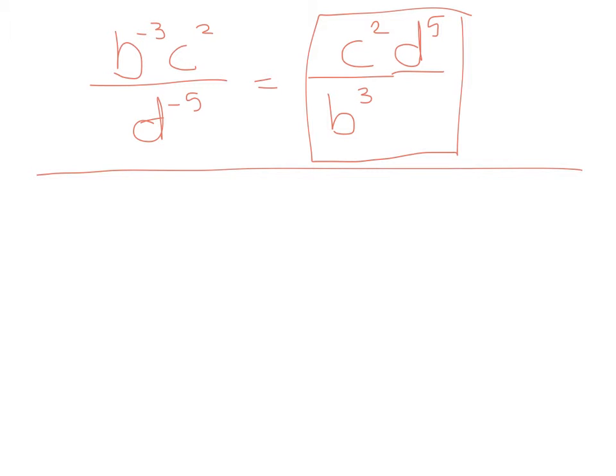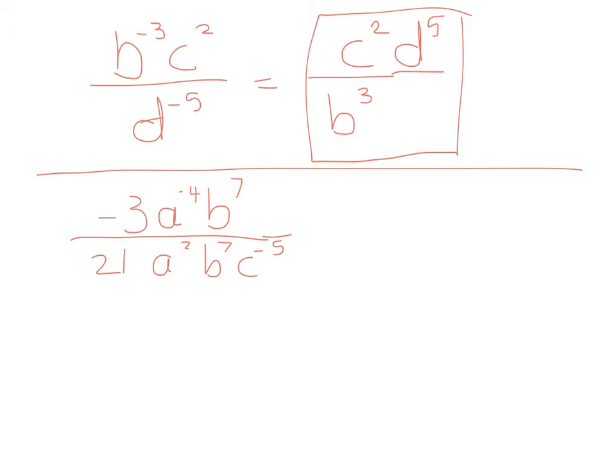Okay, next problem. Negative 3, a to the negative 4, b to the positive 7, over 21, a squared, b to the 7th, c to the negative 5.